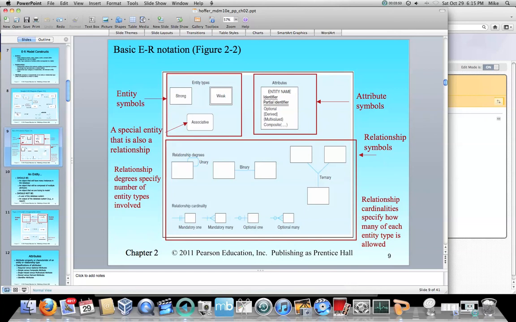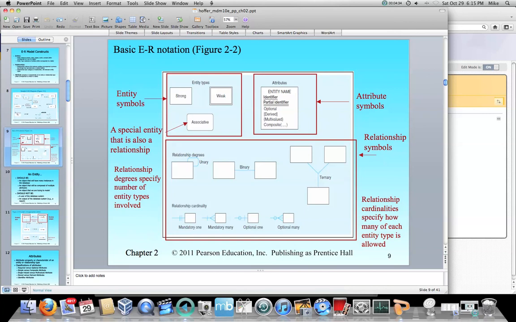We're going to get into derived and multi-valued and composite attributes in later chapters, but just so you can see the symbols. Then when we get to relationships, there are degrees of relationships. You can have a unary relationship, which means the entity is related to itself. We'll get to that. There are binary relationships, which means you have one relationship between two entities, and you have a ternary relationship where you have three entities that are all related one to another.